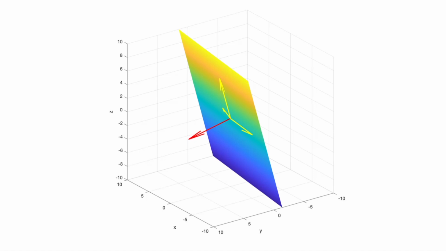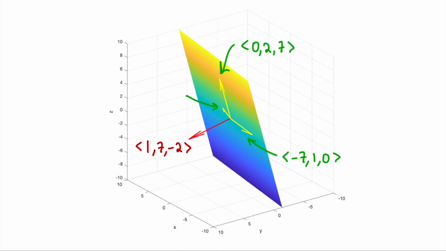Okay, so this vector sticking out of the plane is the vector 1, 7, negative 2. Then this one on the bottom is the vector negative 7, 1, 0. This one in the middle is sticking kind of straight up. This is the vector 0, 2, 7 that we've already written down. And that leaves us over here on the left with the vector 2, 0, 1.